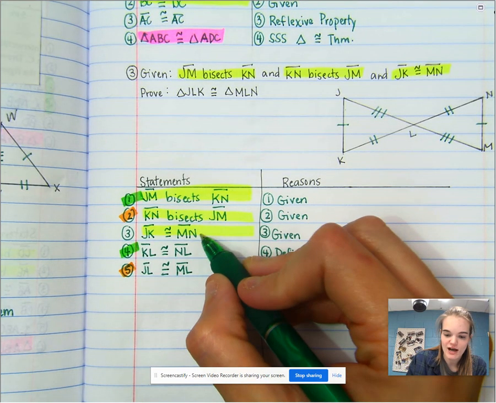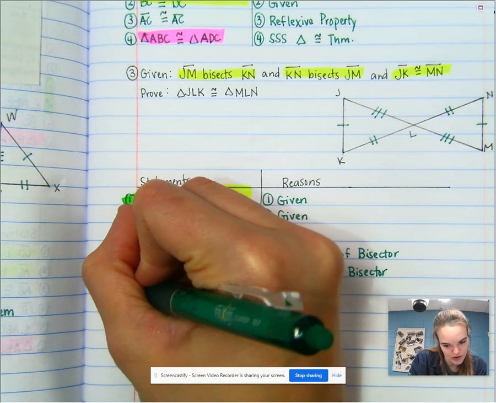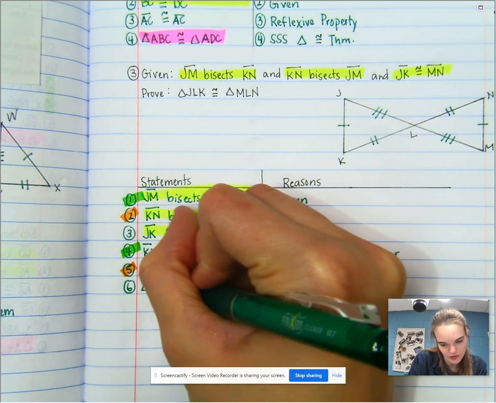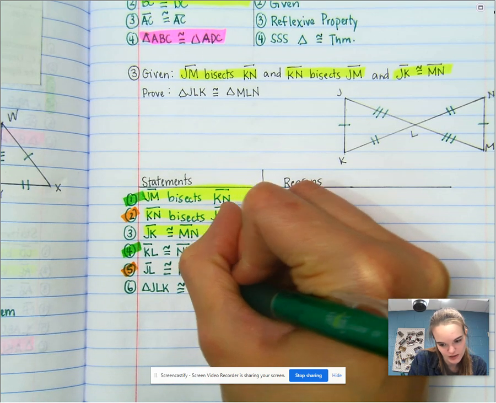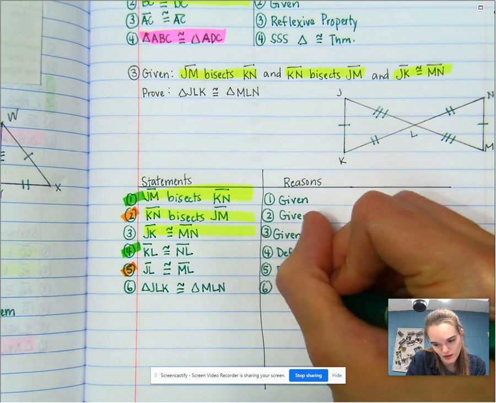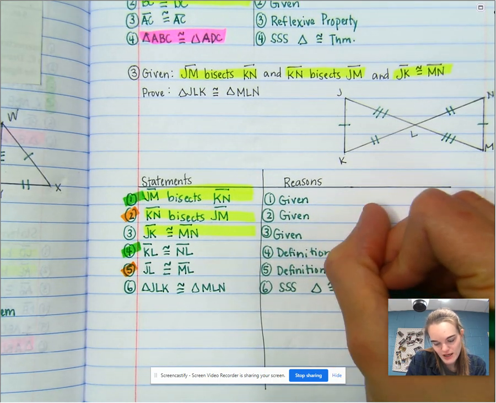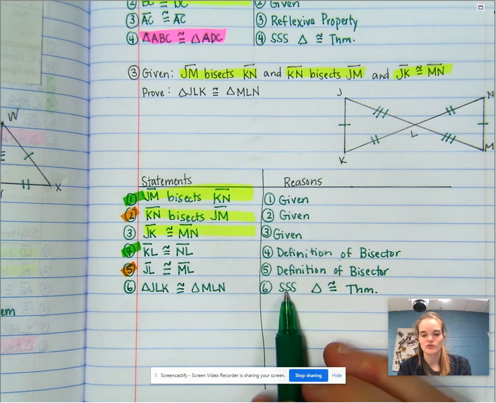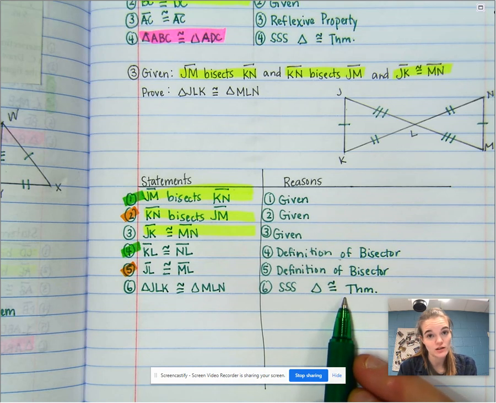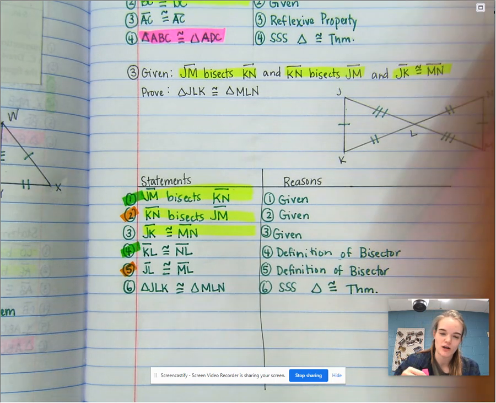All right, I have side, side, side. So they are congruent. Triangle JLK is in fact congruent to MLN by side, side, side, triangle congruence theorem. And I know even though it's shorthand, you're like, why can't I just put SSS? Later, we're going to talk about triangle similarity theorems. So you need to know the difference between them and what you use. So put congruence theorem.